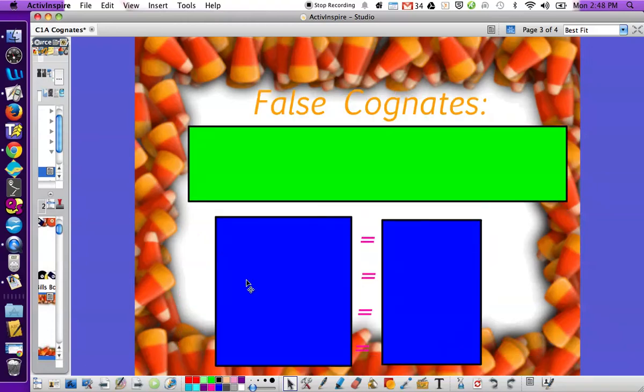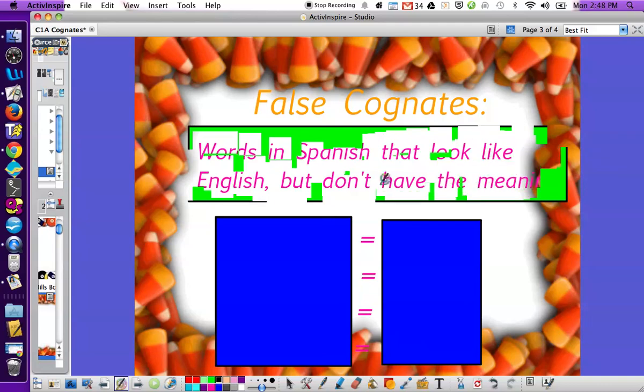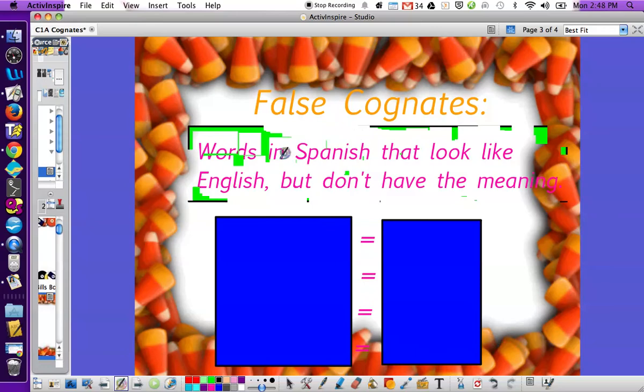You have to watch out though, because there are such things as false cognates. False cognates are words in Spanish that look like a word in English, but they don't actually have the same meaning. There are fewer false cognates than there are cognates, but when you find one, you really need to pay attention and make sure that you don't make that mistake of thinking that it's the same word.